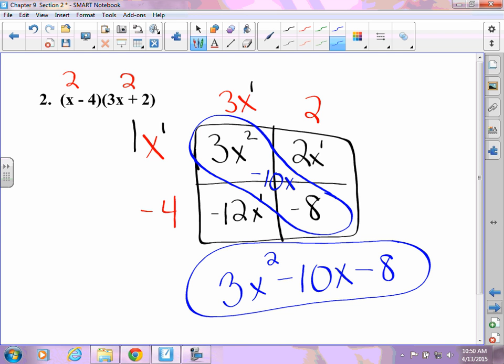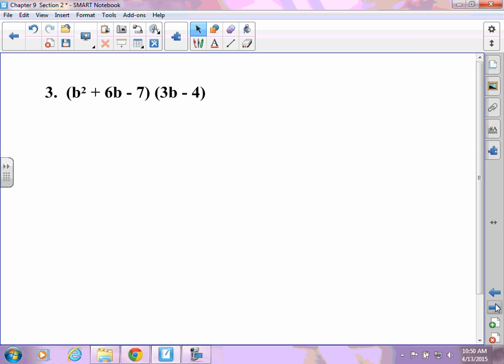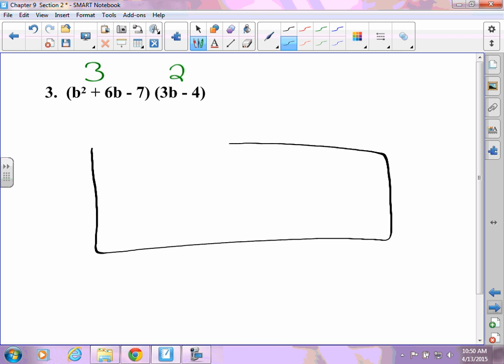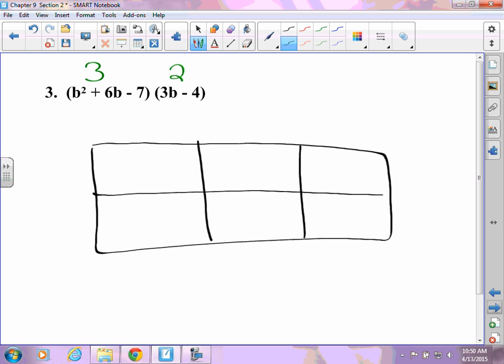All right, let's take a look at this one. The first polynomial has how many terms? It has 3. The second polynomial has how many terms? It has 2. So what are my boxes going to look like? It's going to be a 2 by 3, long and fat. Okay. I should say short and fat. So there's my 2, and here's my 3. Okay. So out front, I'm going to put what? 3b, and then minus 4. Notice how I line everything up.